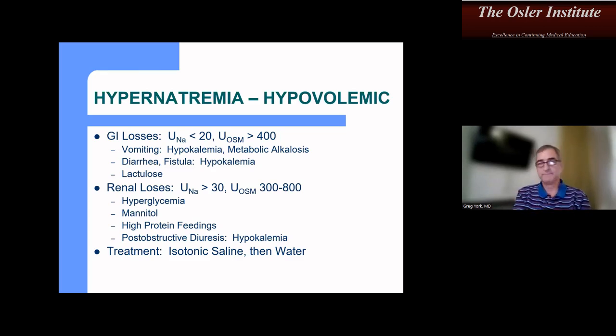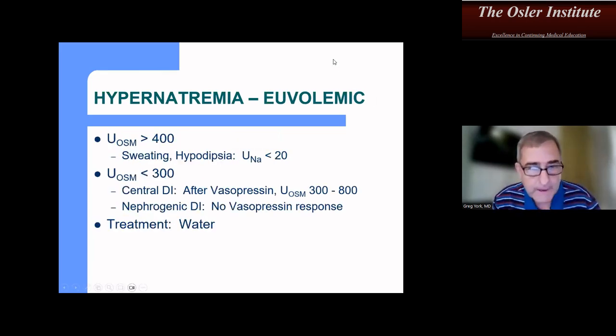On the other hand, if the kidney cannot retain sodium, then there's something intrinsic to the kidney that's causing that problem, like hyperglycemia, the use of mannitol, high protein feedings. Renal losses of sodium are preventing it from being reabsorbed and water to follow. Treatment is resuscitation of the patient first, and then water to correct the hypernatremia. In the euvolemic patient, again, urine sodium is low.